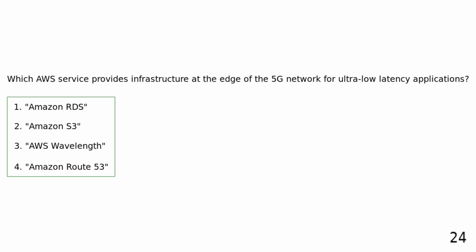Which AWS service provides infrastructure at the edge of the 5G network for ultra-low latency applications? Amazon RDS. Amazon S3. AWS Wavelength. Amazon Route 53.